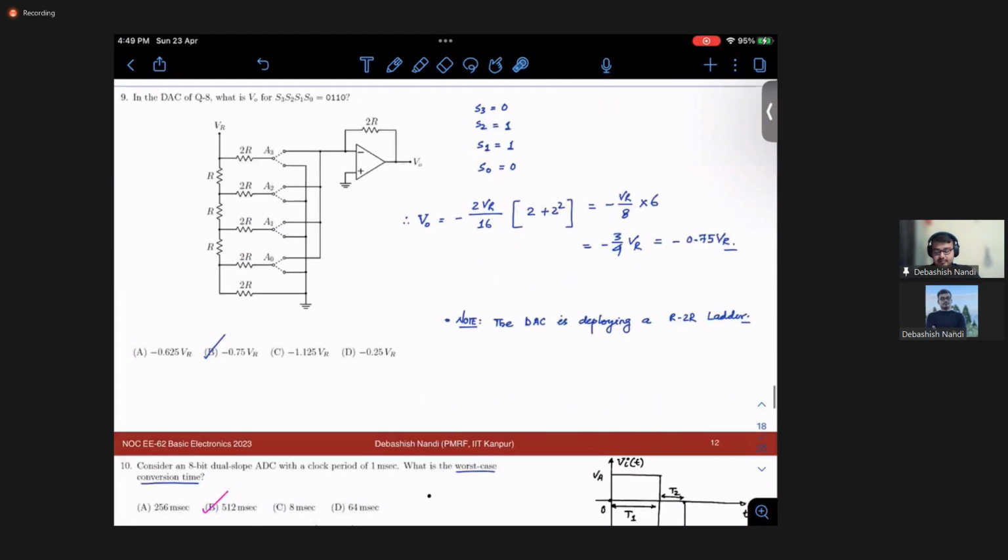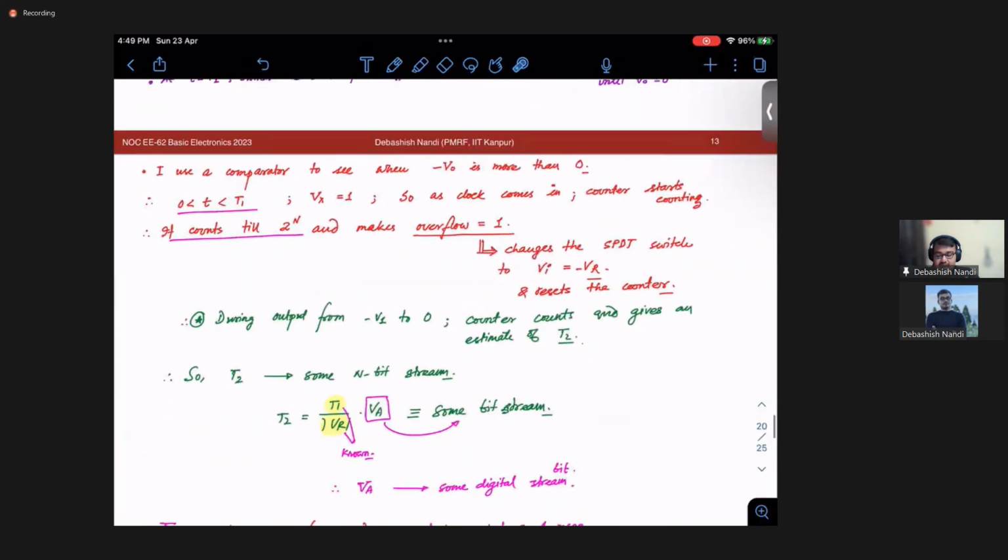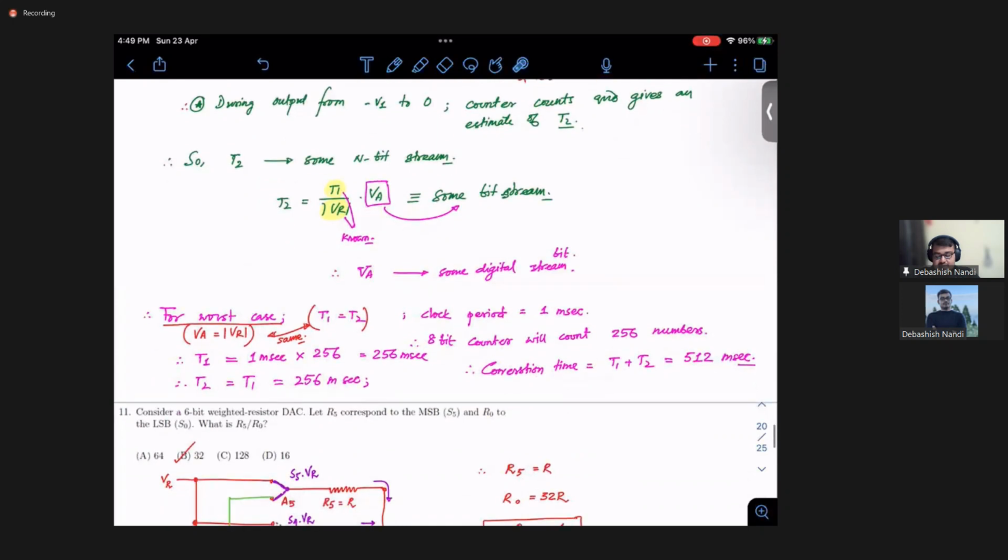Then moving on to problem number 10, we discussed in detail how the dual slope integrating type ADC works and what is the worst case. Worst case means this VA and VR are of the same amplitude. Then this T1 and T2 will also be of the same value. Upon analysis, we have seen that 512 millisecond is the net conversion time.